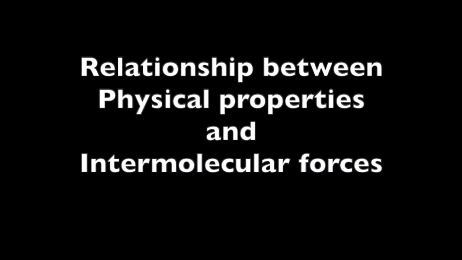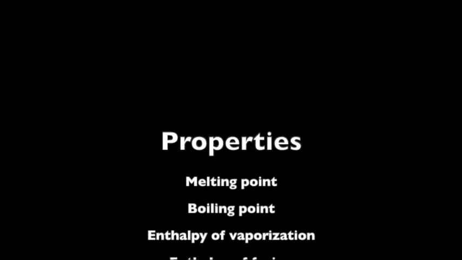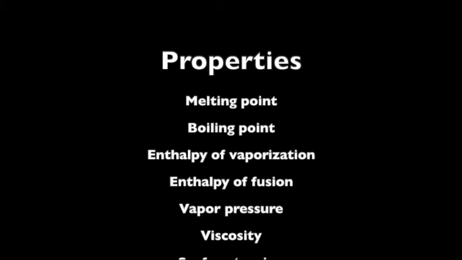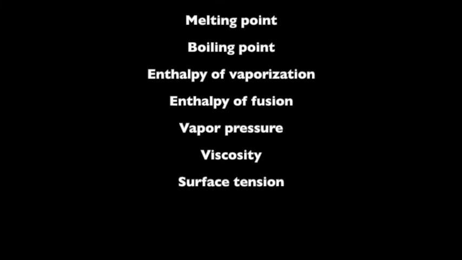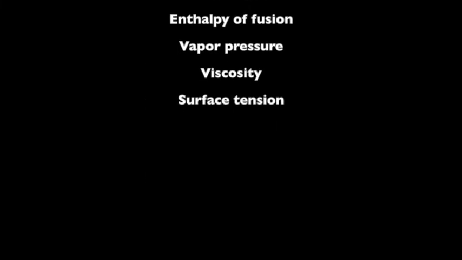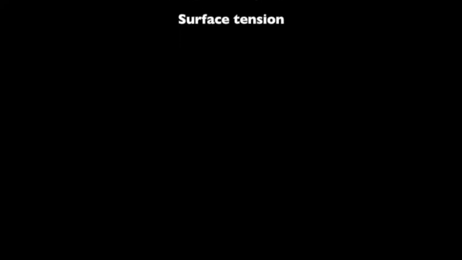In the last video, we talked about the relationship between the physical properties of a substance and the strengths and types of intermolecular forces present. These properties include things like melting point and boiling point, enthalpy of vaporization and enthalpy of fusion, vapor pressure, viscosity, and surface tension. Today we're going to focus on the different types of solids, and we'll use particulate level representations to help us with this.